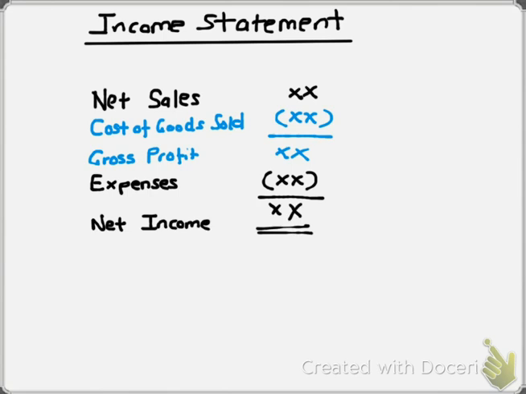Cost of goods sold is the cost of the merchandise sold to customers during a period. So again, cost of goods sold represents the cost of the merchandise that was sold to customers during a period. Cost of goods sold is an expense account.